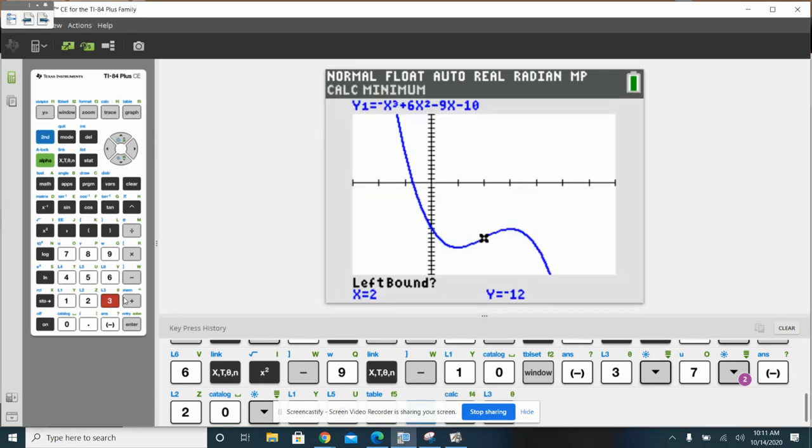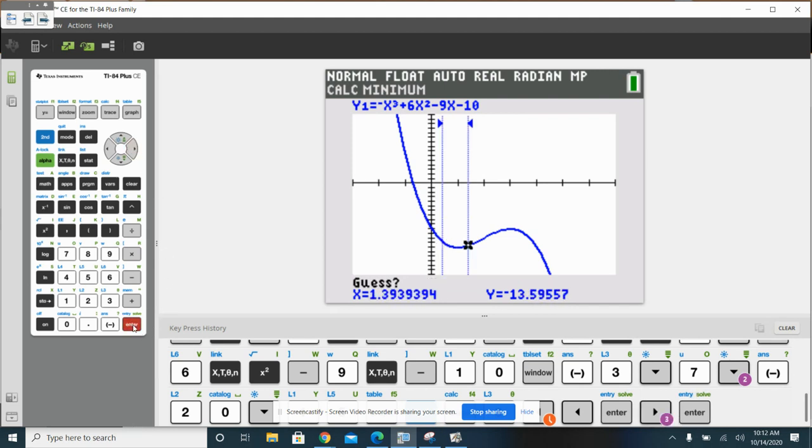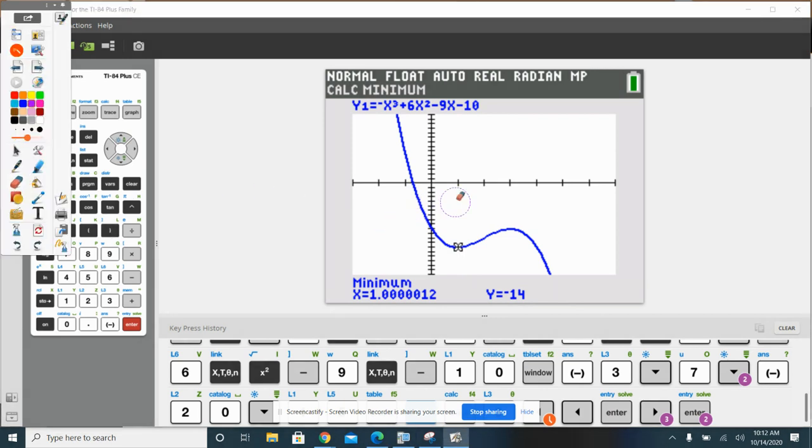Minimum here is number 3. It asks me for a left bound, so I'll hit that left arrow until I'm on the left side. I'll hit the right arrow until I'm on the right side. I'll hit enter one more time for my guess. And sure enough, this point is exactly at 1. I'm going to disregard those zeros, and it's a 1, -14.